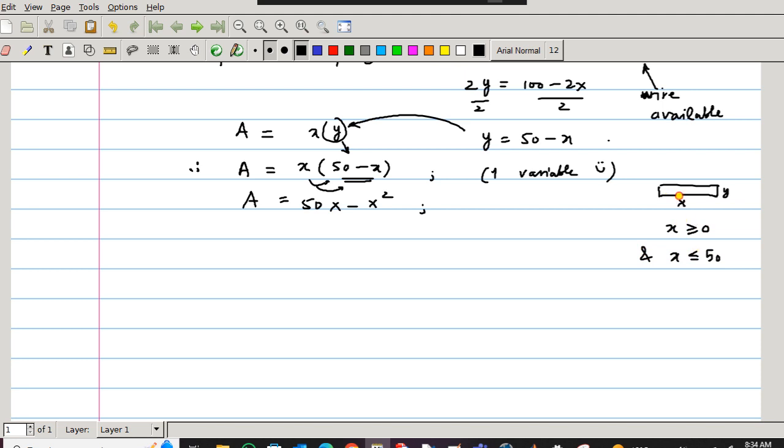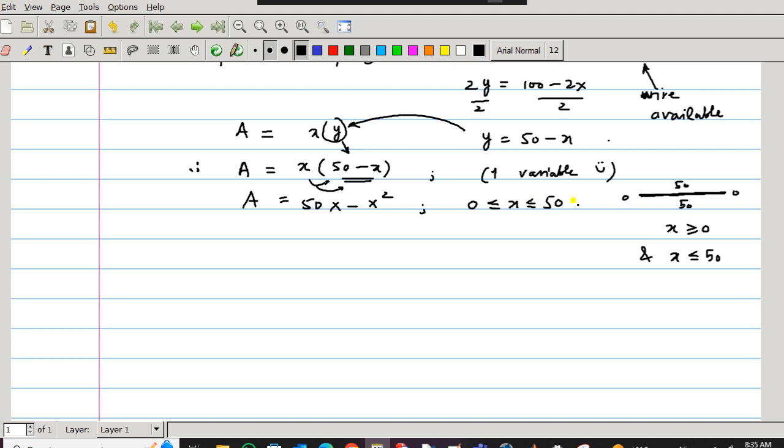Because you see, if I take x to be 50 on one side, then I will need 50 to come back, and y will become 0. The length will be 0. So 50, 50 and 0, 0, right? If I take x to be 50, my y will become 0. If I take y to be 50, my x will become 0. So at the most, I can take 50. So my x is between 0 and 50 because of the available wire.